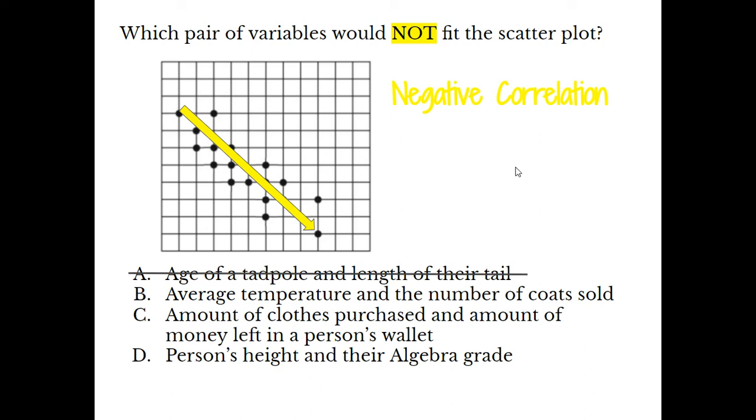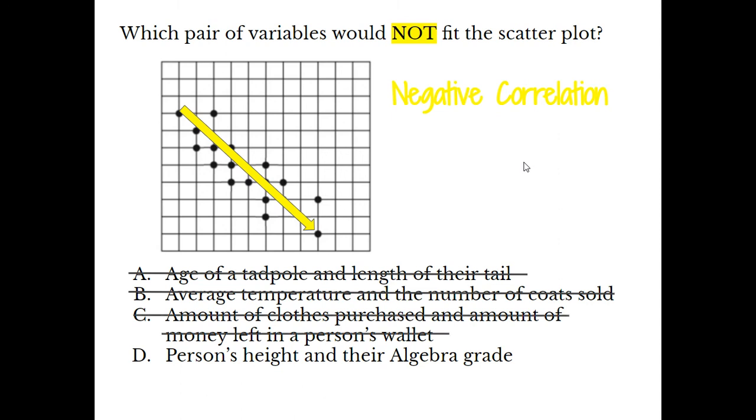B, average temperature and the number of coats sold. As the average temperature increases, would the number of coats that you sell decrease? Yes, the warmer it gets, the fewer coats that are sold. C, the amount of clothes purchased and the amount of money left in a person's wallet. Would this fit the scatter plot or not? As the amount of clothes that you purchase goes up, would the amount of money in your wallet go down? Yes, that would be a negative correlation.